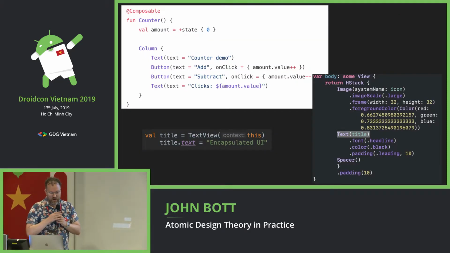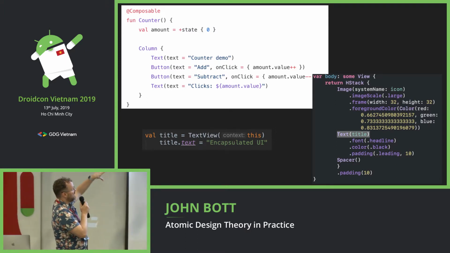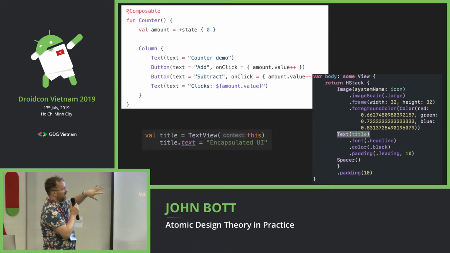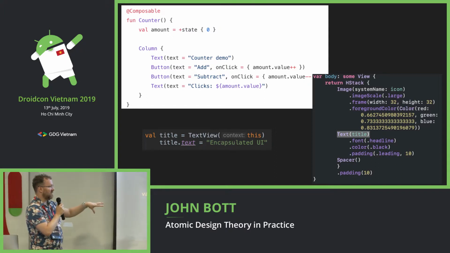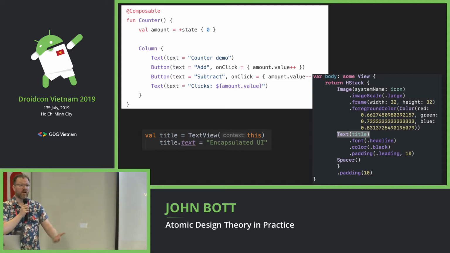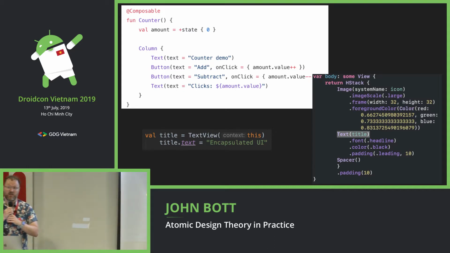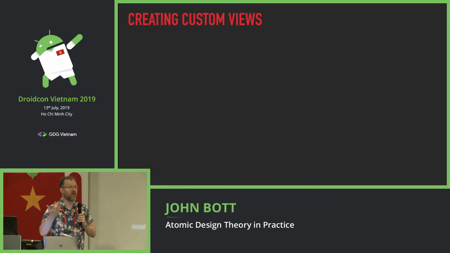So the goal is to make the components easy to use, just like you can see the text and the buttons on either of these design systems. The text field is an easy to create object, and hopefully we create our objects to be the same. But how do we actually create a custom view?